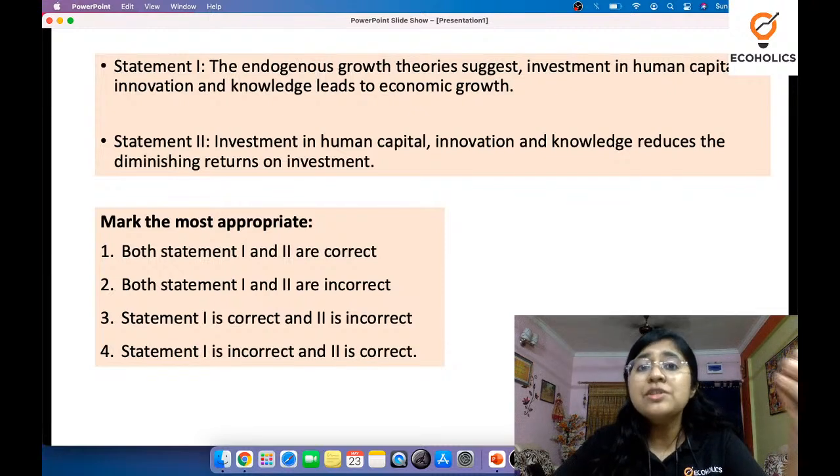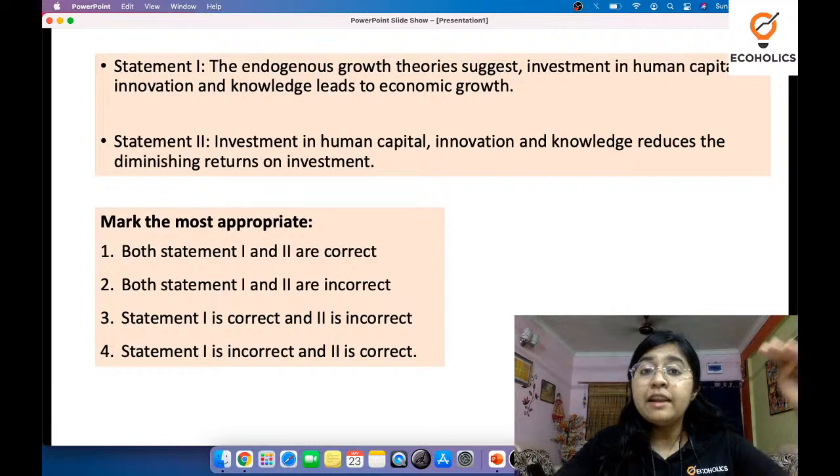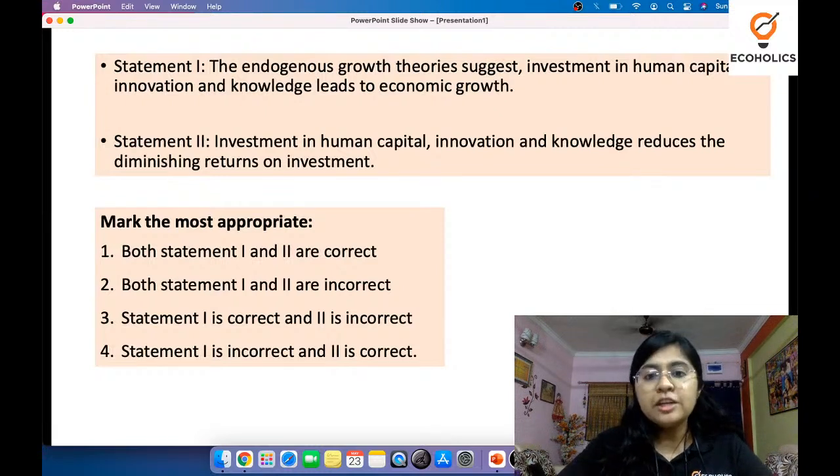UGC NET examination's objective is what? To make you identify, get recognized as an assistant professor in a university. So to be of that level, to have that amount of knowledge and study, you need to know everything under the sun about economics, right?